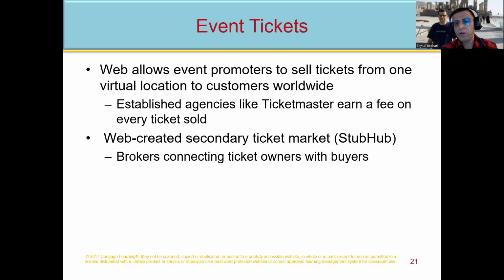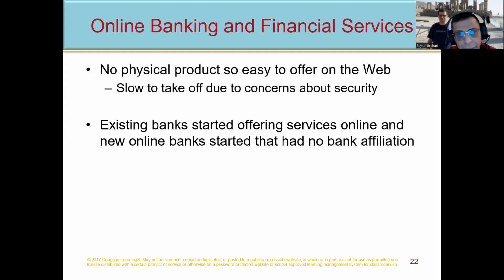And then we have what you call event tickets, which are in charge of selling tickets. The web allows event promoters to sell tickets from one virtual location to customers worldwide, and established agencies like Ticketmaster earn a fee on every ticket sold. And then you have StubHub, a web-created secondary ticket market, with brokers connecting the ticket owners with the buyers. And they get some commission on that.